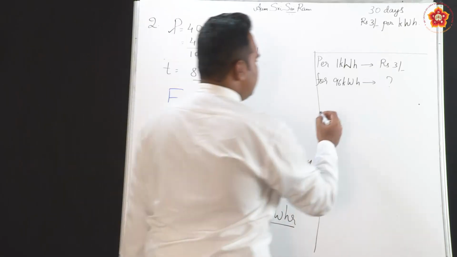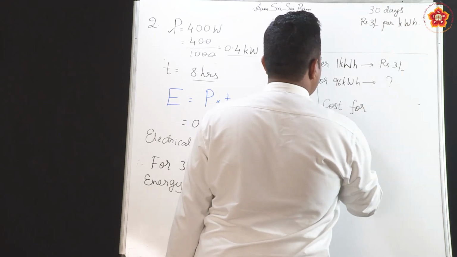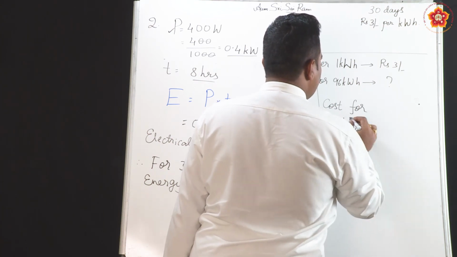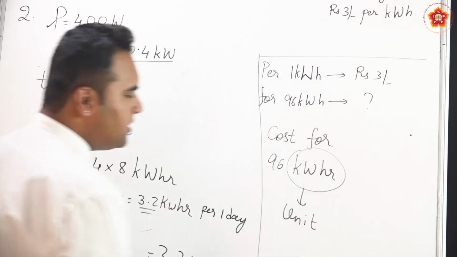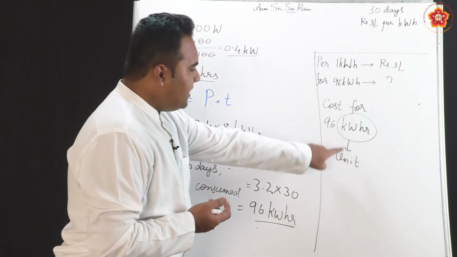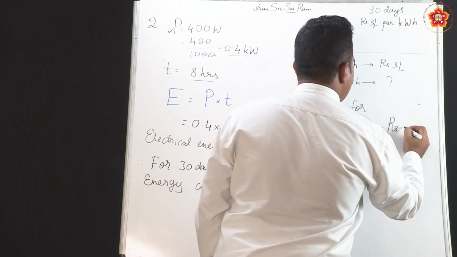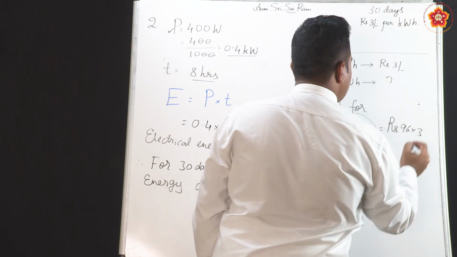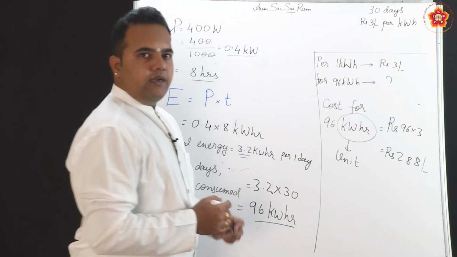Basic unitary method, we know that cost for 96 kilowatt hour, or this kilowatt hour is also called 1 unit of electrical energy consumed. It is nothing but 1 unit when consumed. So, for 96 units, so for 1 unit I know 3 rupees, for 96 units it will be rupees 288. So, this is how we calculate.